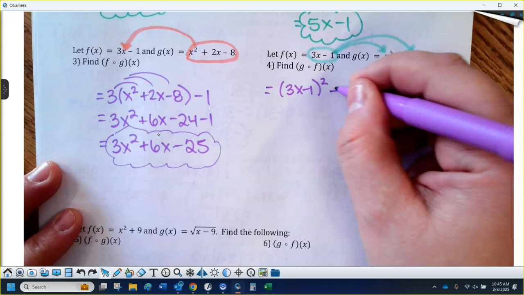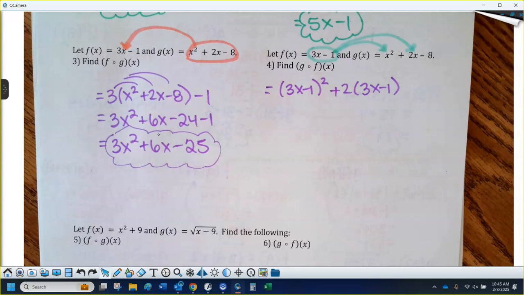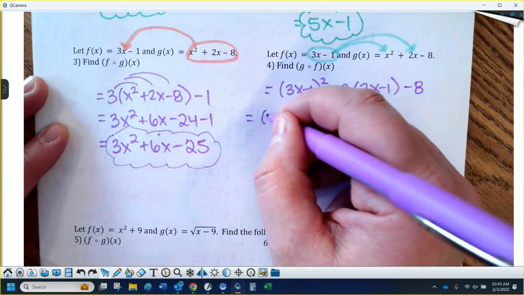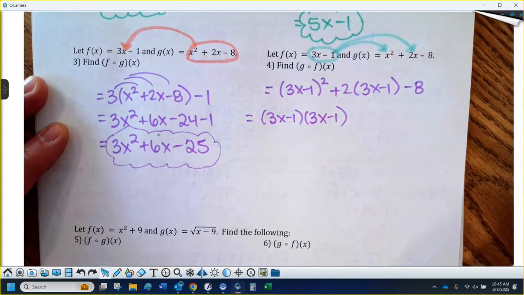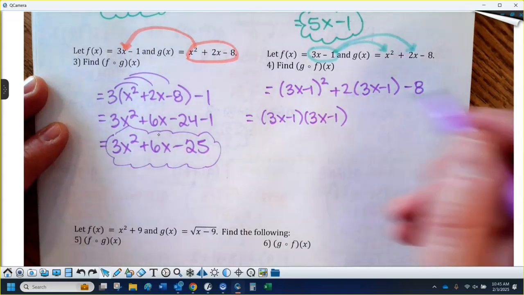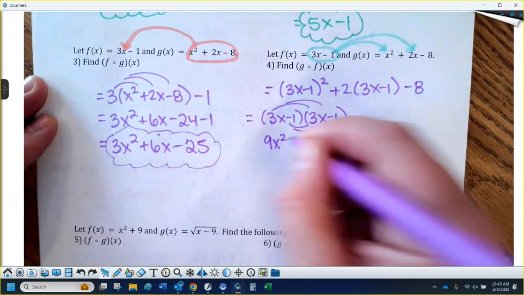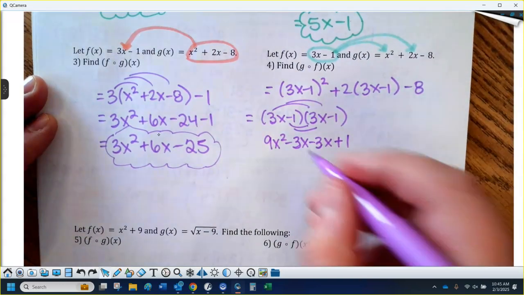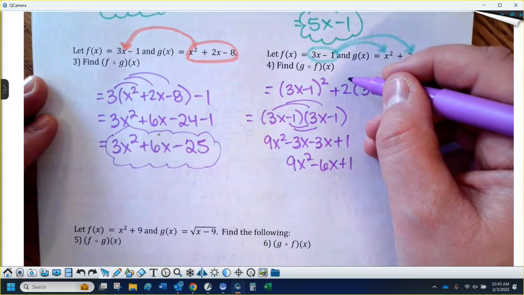Then it's plus 2 times x, and again, I would have to plug in that entire f of x expression, the 3x minus 1, and then we have the minus 8. And this, I promise, it's not that bad. Just don't distribute that exponent. Don't forget, on that first term, if you distribute that exponent, you will completely miss out on the middle term for that quadratic. So make sure you do a little FOIL or box, whichever one you like better. I'm just going to do a FOIL. So I should get 9x squared minus 3x minus another 3x plus 1, which is 9x squared minus 6x plus 1.